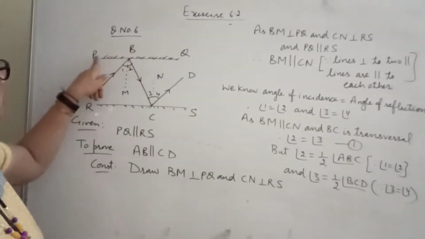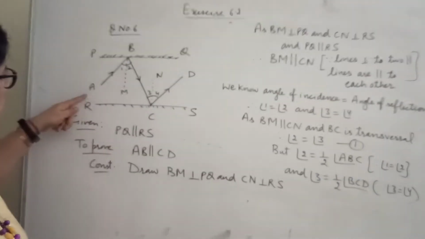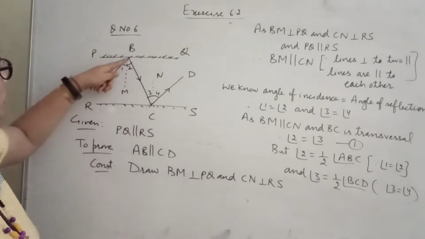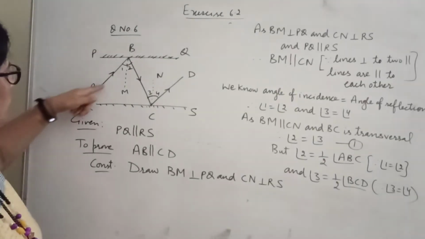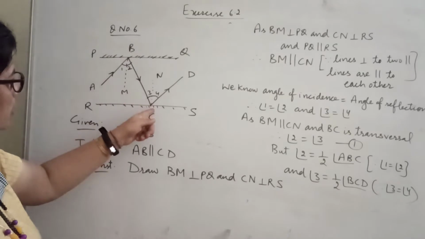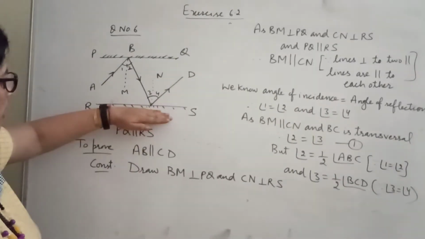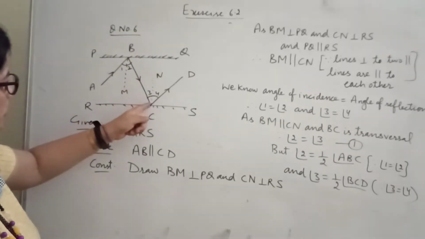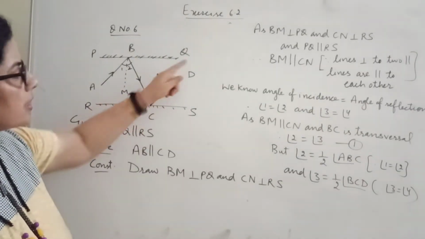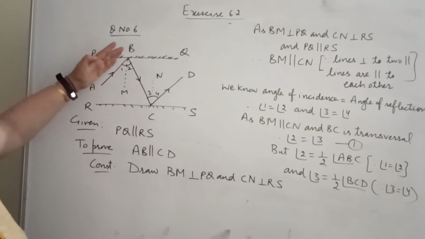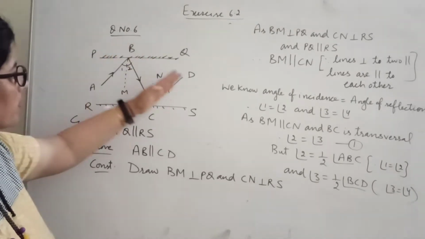These are parallel to each other, PQ and RS, and this is the ray which is incident ray for this mirror. AB is incident ray and BC is reflected ray for this mirror PQ. And for this mirror RS, BC is the incident ray and CD is the reflected ray. And we want to prove here that AB and CD are parallel.